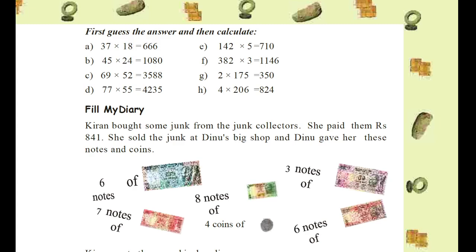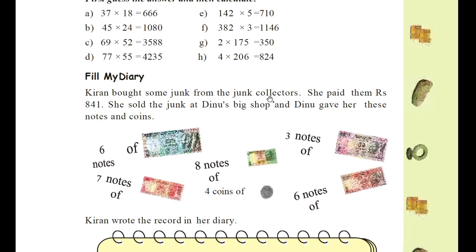Today I am going to explain the junk seller chapter from page number 67. Let's start the question answers. On page number 67 our first question is of multiplication. What you have to do is use either the box method or the long multiplication method for solving these questions. Answers I have written over here. Moving to the next question.